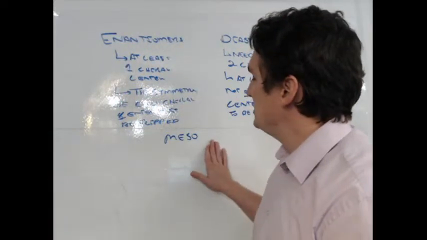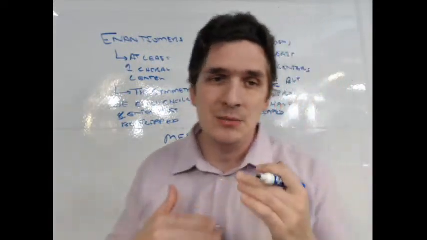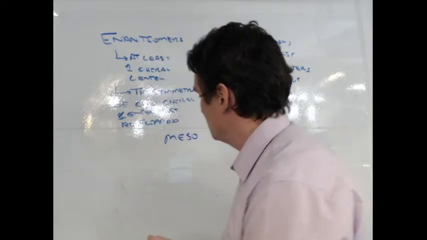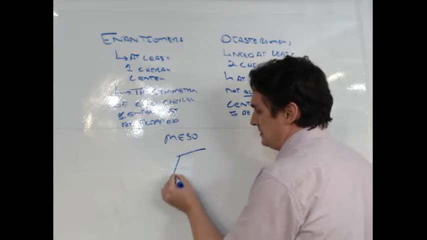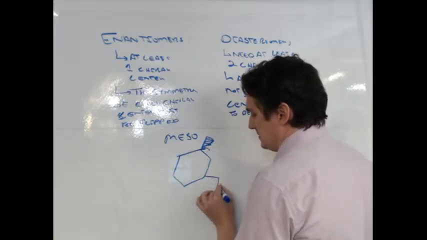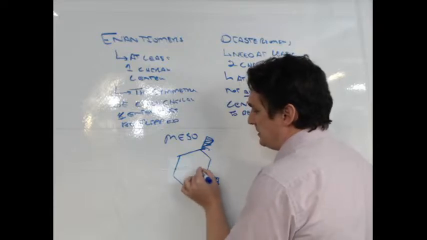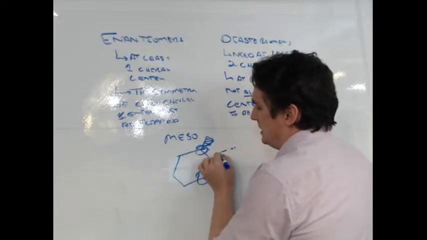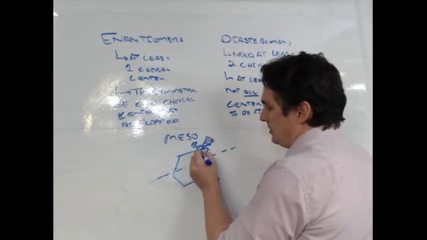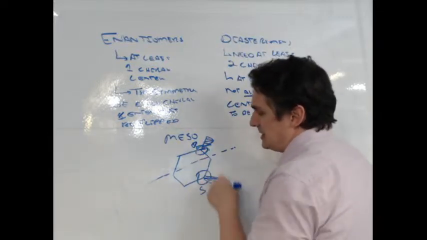Now, meso is a special case where we have a symmetry plane running through the molecule. So let's say I had something like this. This molecule has two chiral centers. If I have a mirror plane running through the molecule, we have an R, and that mirror plane is going to give us the S.